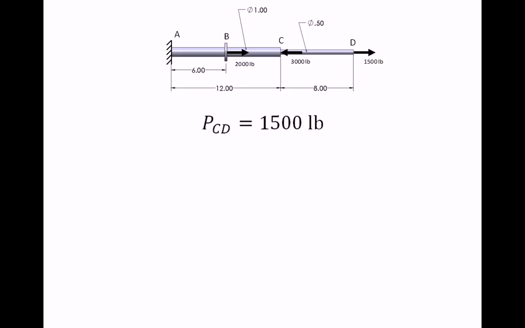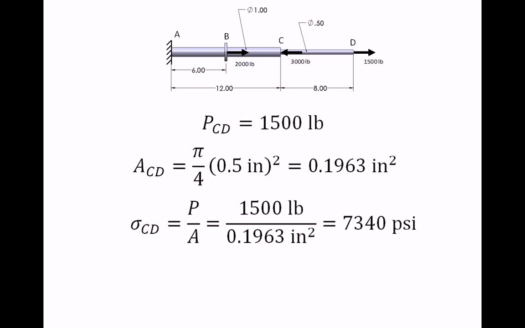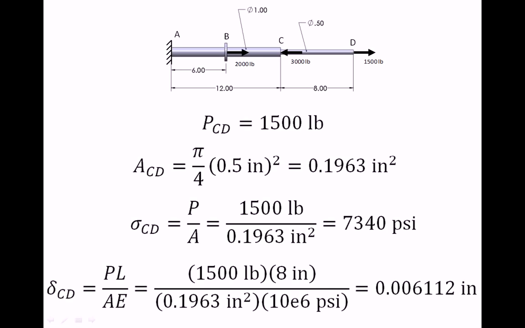Finally, the last segment is under a tensile force of 1,500 pounds, with a much smaller area because it's half the diameter. And so your stress comes out to be 7,340 psi, which is the maximum that we've seen. The change in length comes out to about 6/1000ths of an inch, so much greater than the change in length of the other two segments, because of both the magnitude of the load and the fact that the area is much smaller.